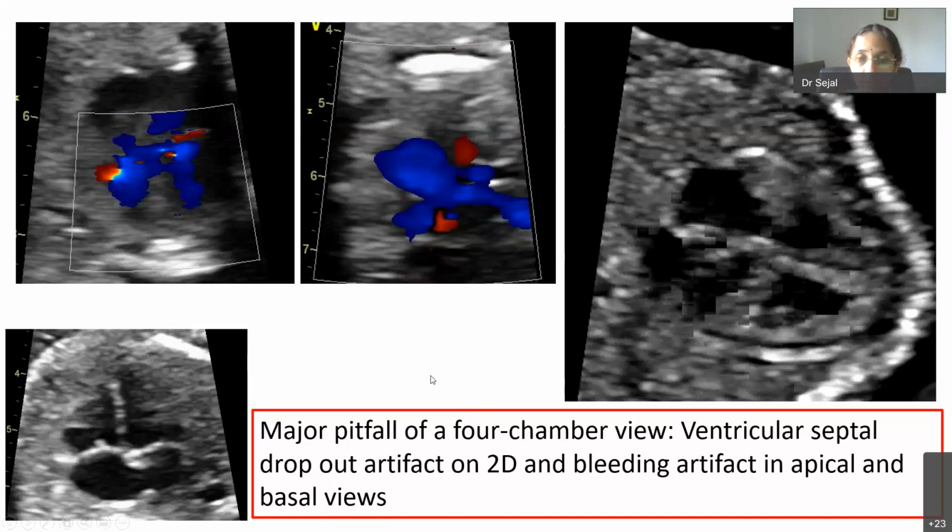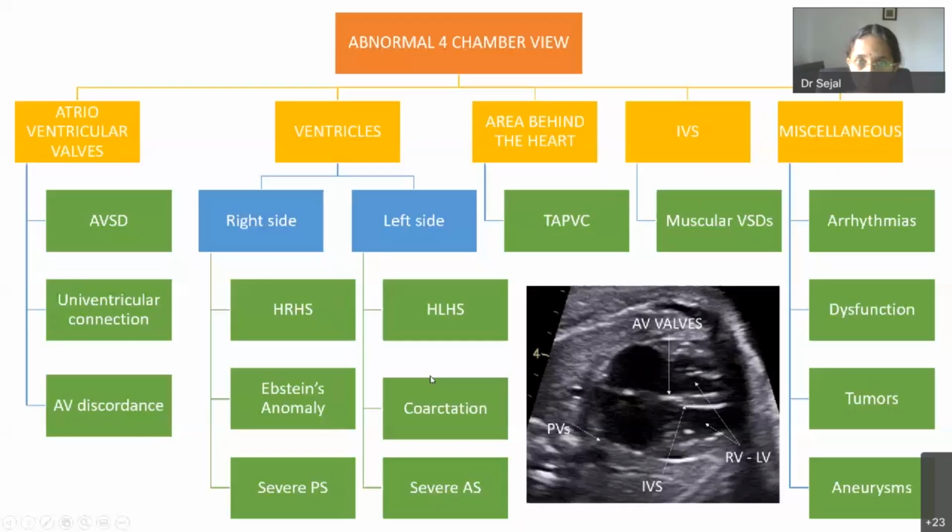In terms of management, counseling becomes very important in that situation. We are not going to go into the abnormalities today because today's talk is only normal views, anatomical and functional survey. However, in a 4-chamber view, we will understand what all can be abnormal. So you start with the atrioventricular valves, where you can pick up an atrioventricular septal defect, or if there is mitral or tricuspid atresia. Also the relationship between the atria and the ventricles.